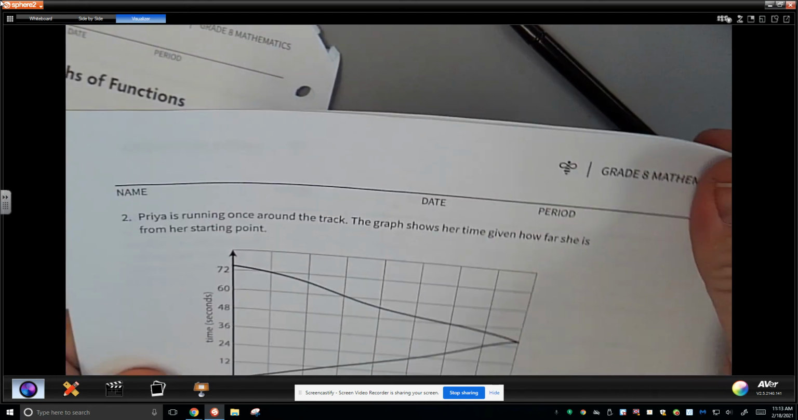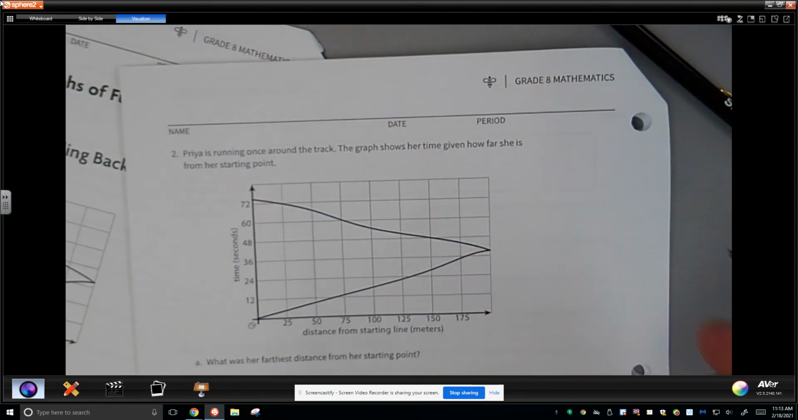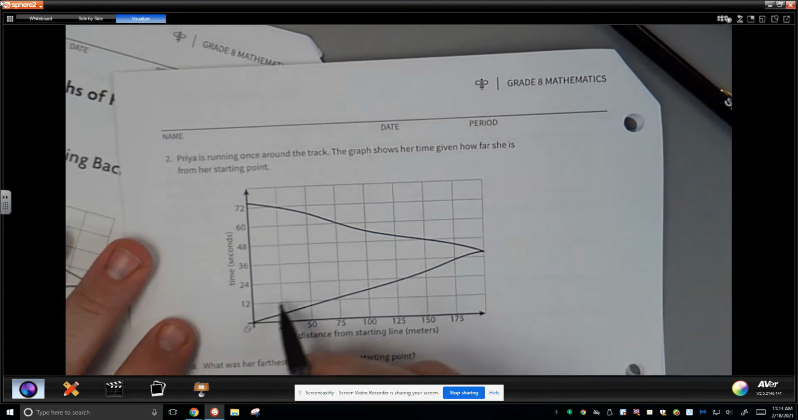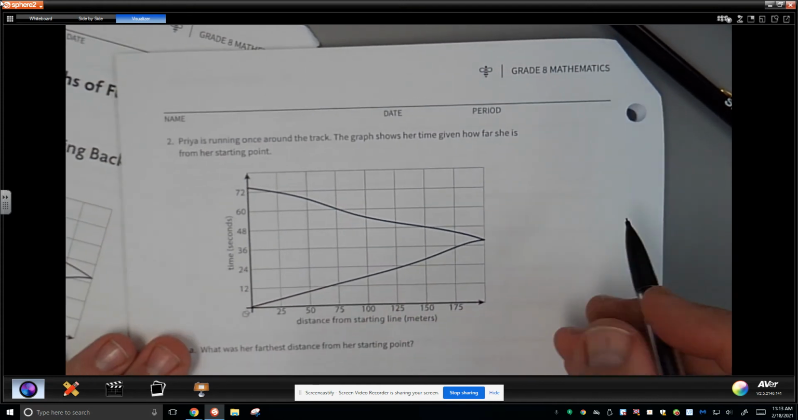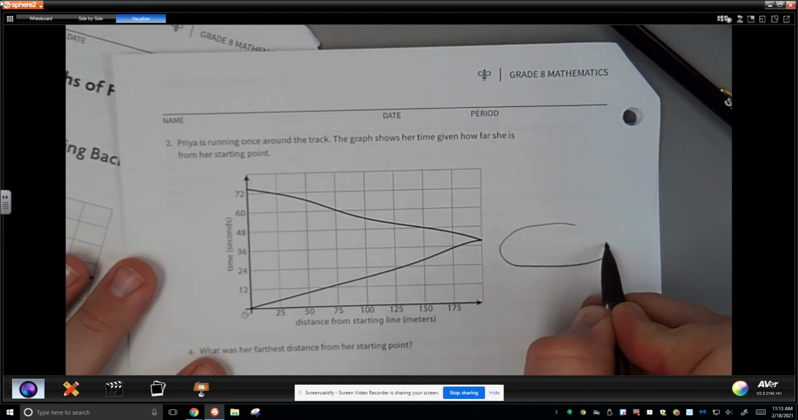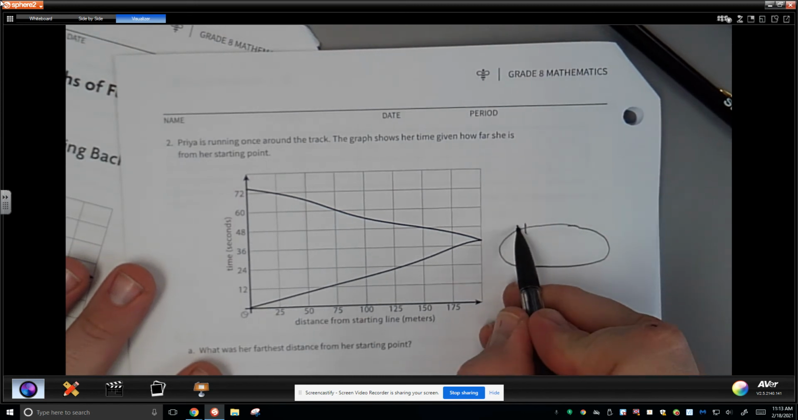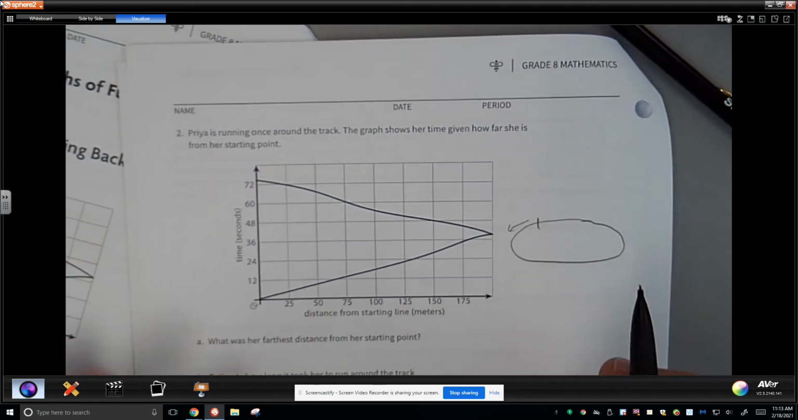Okay. Let's look at Priya. And when we take a look at Priya's information, here's Priya's graph. She's running once around the track, and the graph shows her time and how far. So this is kind of an interesting graph. This is the same one as what we saw, but what we know is that Priya is running around a track, supposedly an oval one. Starting line is usually right here. And so she's running around that track.